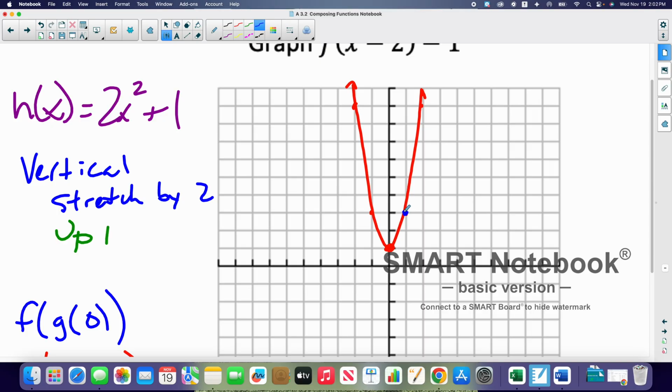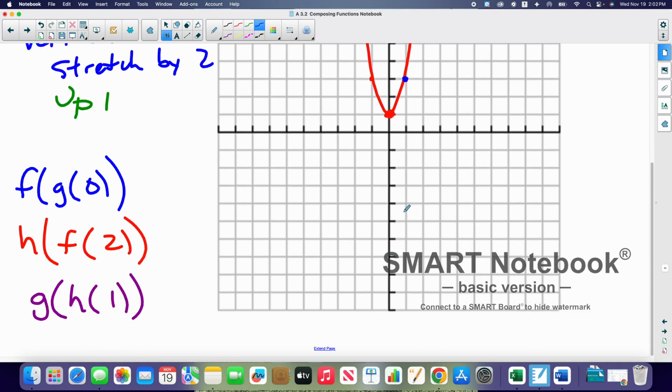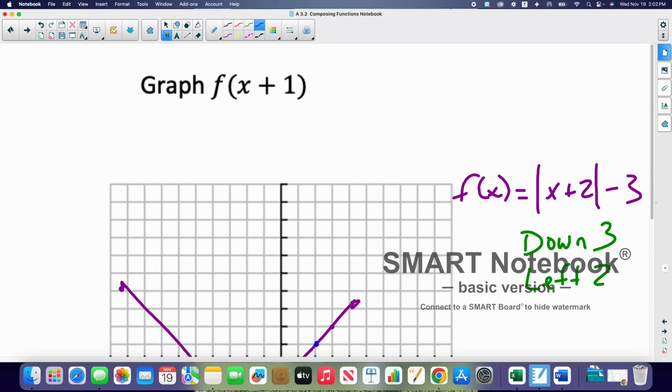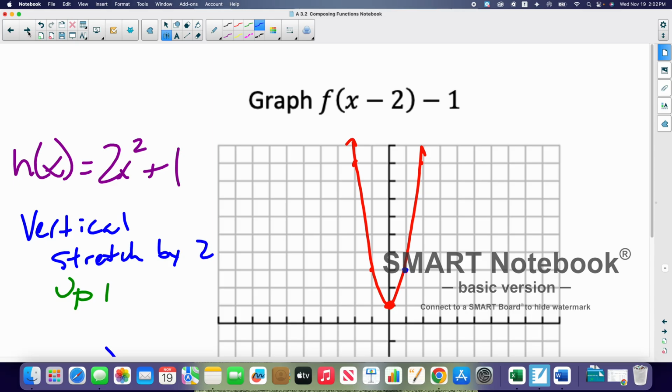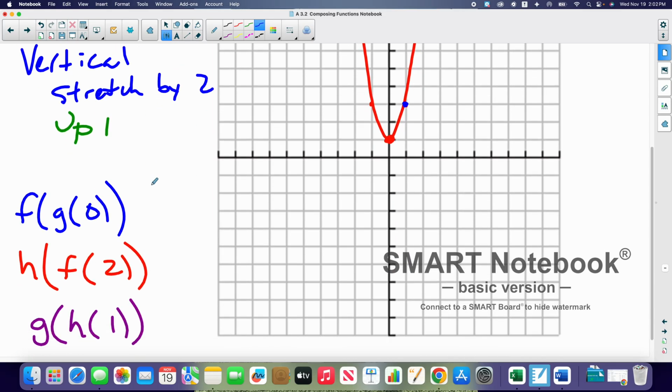Could we have plugged it into the equations if we wanted to? Yes. All right. So we did h of f of 2. We went to f, which was this one. X is 2, y is 1. I'm going to take that 1, and it's now my new x for h. So now I go to h, and when x is 1, y is 3. Okay? So how about the last one? How about g of h of 1?